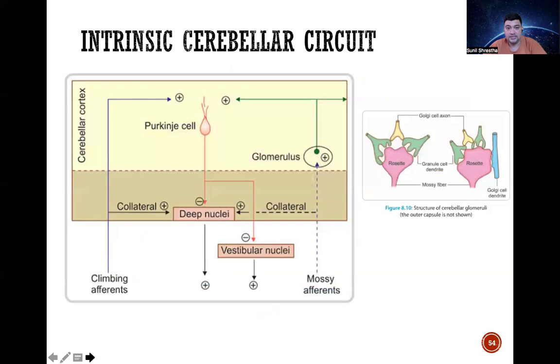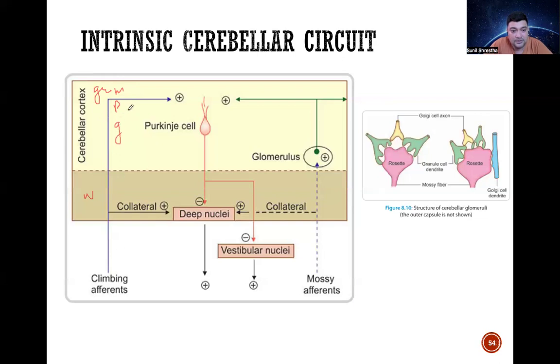Now let's discuss the intrinsic circuit of the cerebellum, and how these intrinsic circuits are formed. There are the climbing afferent or climbing fiber and the mossy fiber. They get connected to the deep cerebellar nuclei with the help of some collaterals. These deep cerebellar nuclei are present in the white matter. This one is the white matter, and this one is the outer gray matter. In the gray matter, you can see the molecular, Purkinje, and granular cell layers.